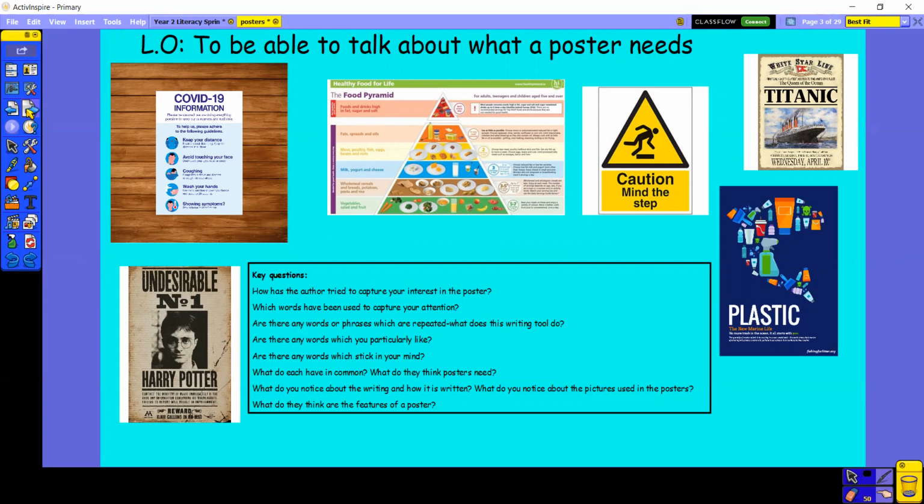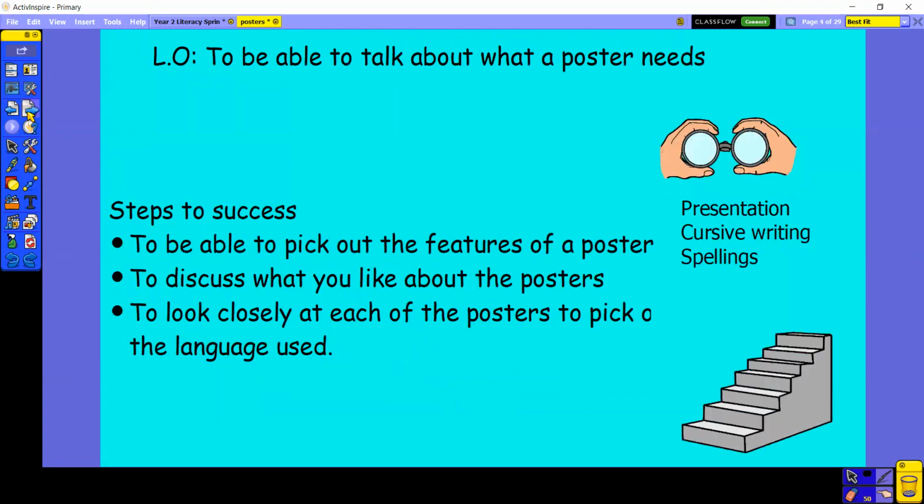Okay, I know it seems perhaps a bit of a strange literacy lesson, but the more we talk about it, the more we can build up our language, and the easier it is to talk about later in our session, or later in the week rather. So the idea for today is to be able to talk about what a poster needs.